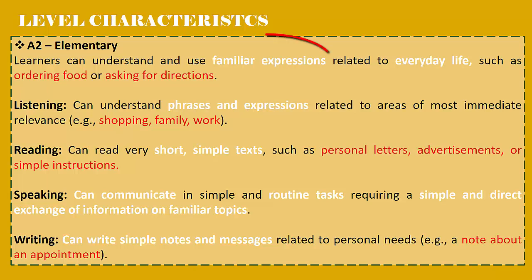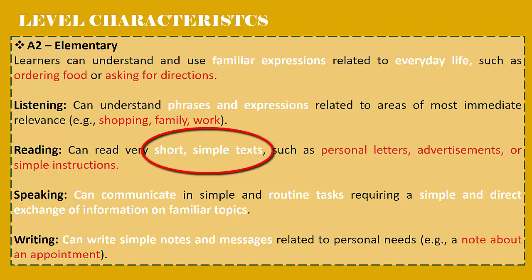Capable of understanding familiar expressions related to everyday life. What is everyday life? It's everything that we are talking about in level A1, but in a little more complex way. This is a little more independent when comparing with the A1 level. So thinking of ordering food, asking for directions in a longer sentence, talking about some expressions. We start some expressions, formal or informal, like, hey, what's up? What is going on? Related to areas of most immediate relevance.